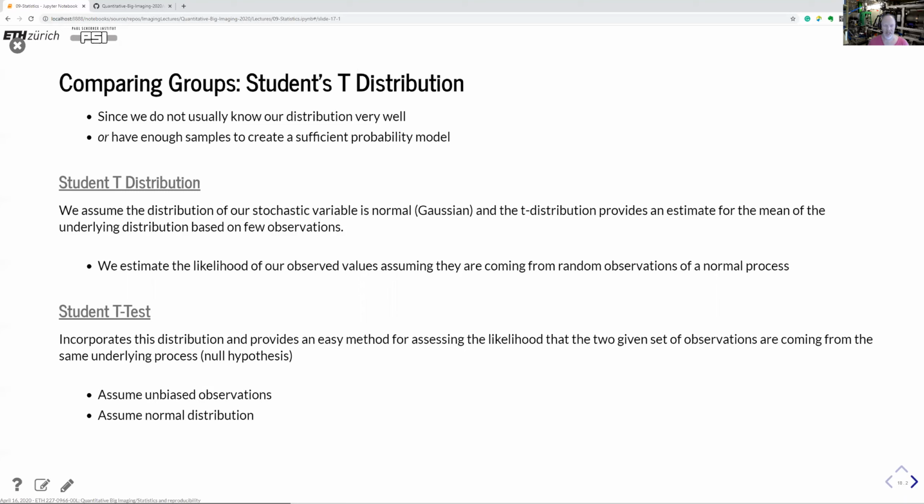And it assumes that we have a Gaussian distribution, and it also assumes that we have unbiased observations. So there's a couple of requirements to use this, but it's very commonly used within the statistical analysis of hypothesis testing.